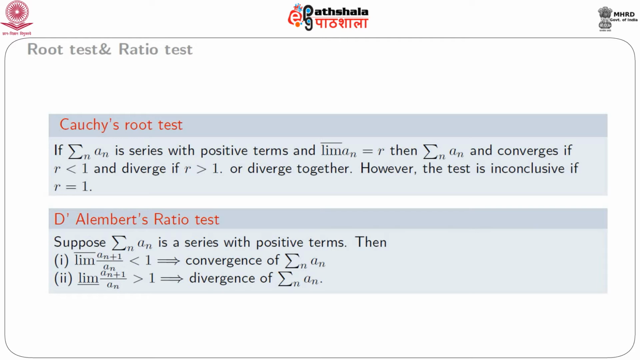Next, we shall discuss D'Alembert's ratio test. Suppose summation a_n is a series with positive terms, then limit superior of a_(n+1) divided by a_n less than 1 implies convergence of summation a_n, and limit inferior of a_(n+1) divided by a_n greater than 1 implies divergence of summation a_n.